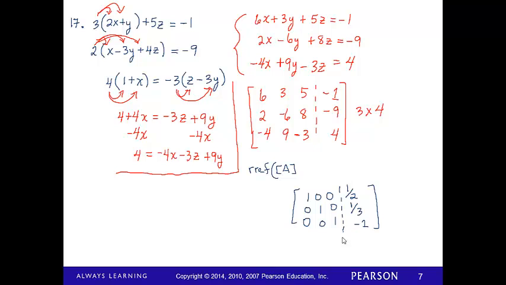So you can have fractions, it's possible. My matrix looks a little sloppy, but that's okay. So let's write out our solution. This is x, y, z, correct? X column, y column, z column. So we're saying x is equal to a half, y is equal to a third, and z is equal to negative 1. So your ordered triplet would be a half, comma, a third, comma, negative 1.